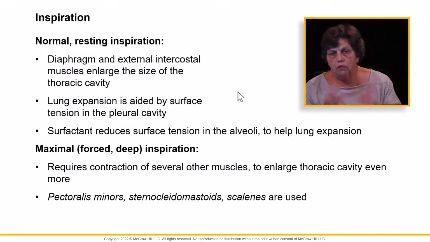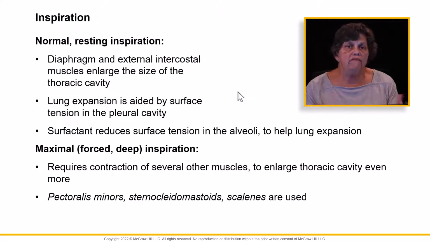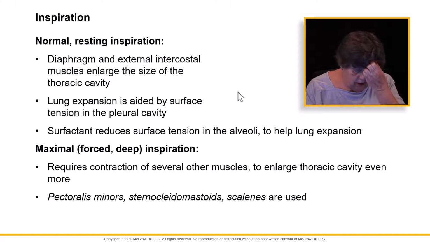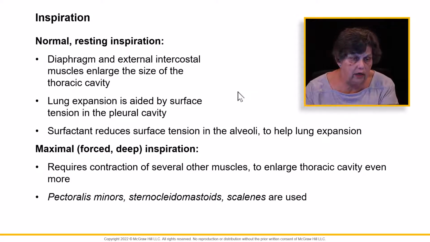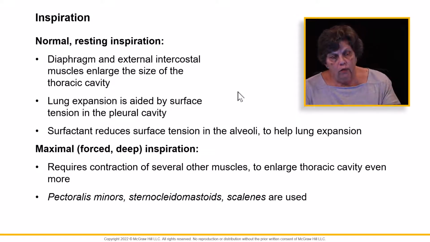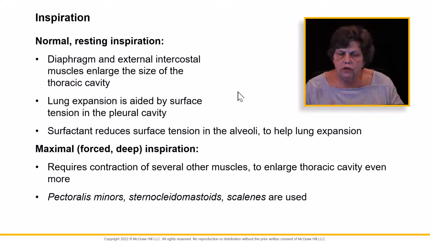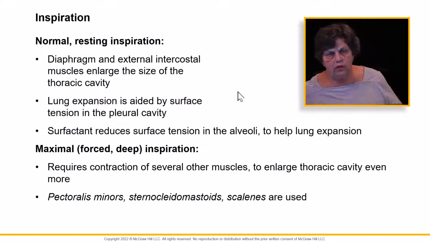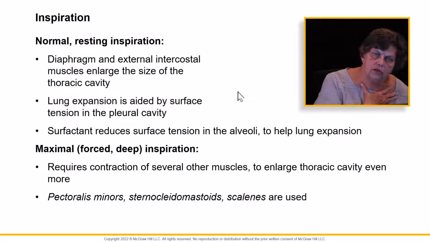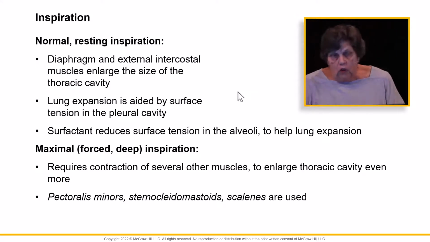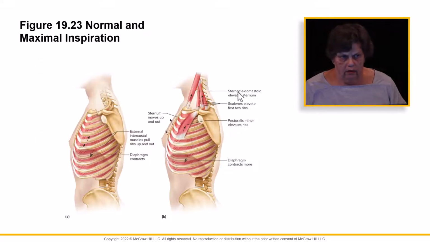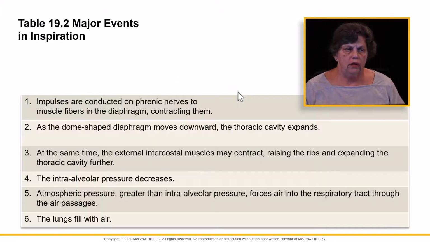We'll talk about this, but this is what happens with infants when they have immature lung disease. And luckily, we have surfactant, artificial surfactant we can give them. All right, when we do a forced deep inspiration, that requires contraction of other muscles. And you can see the scalenes, the pectoralis minors, the sternocleidomastoid to do that, okay? So you can take a look at that.